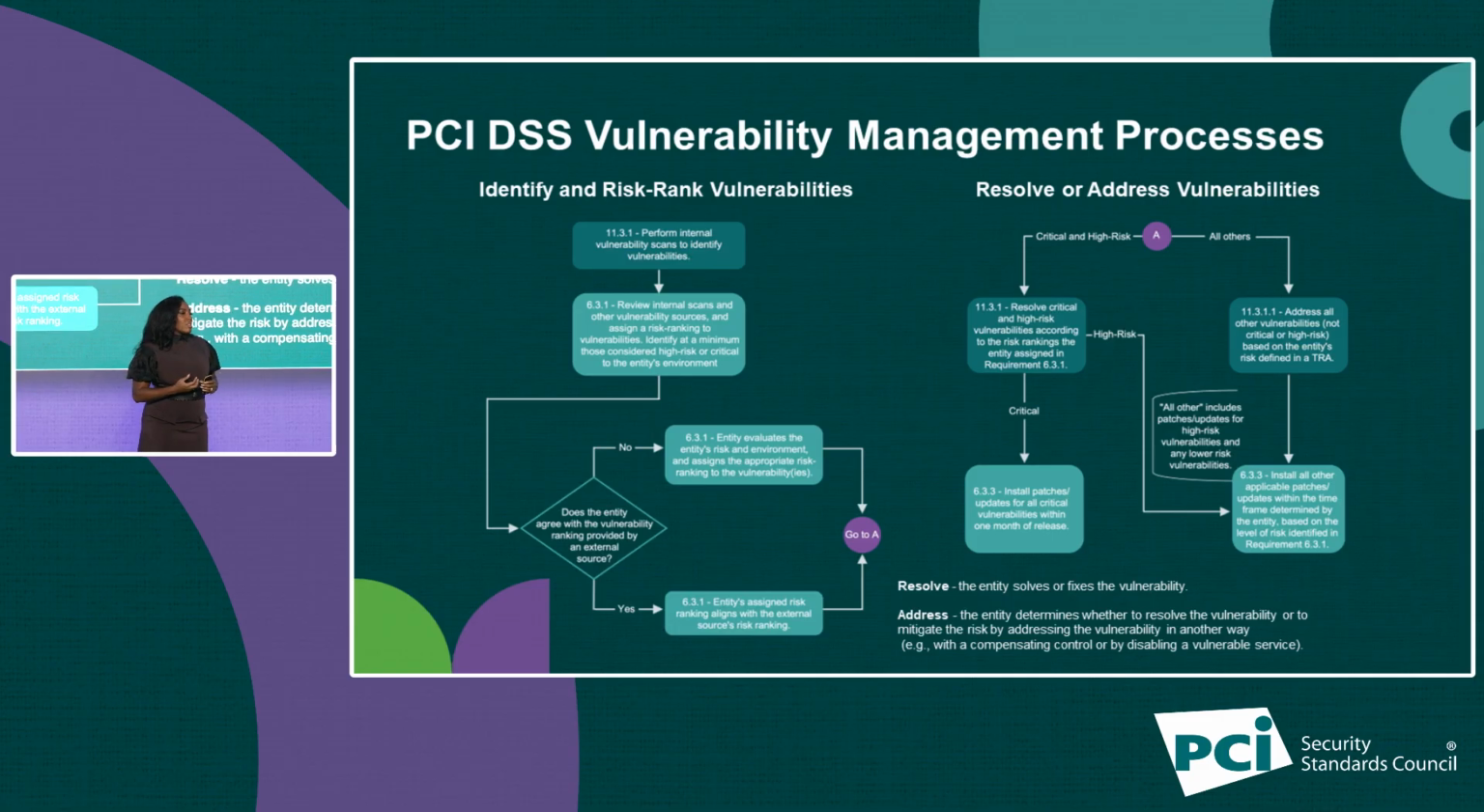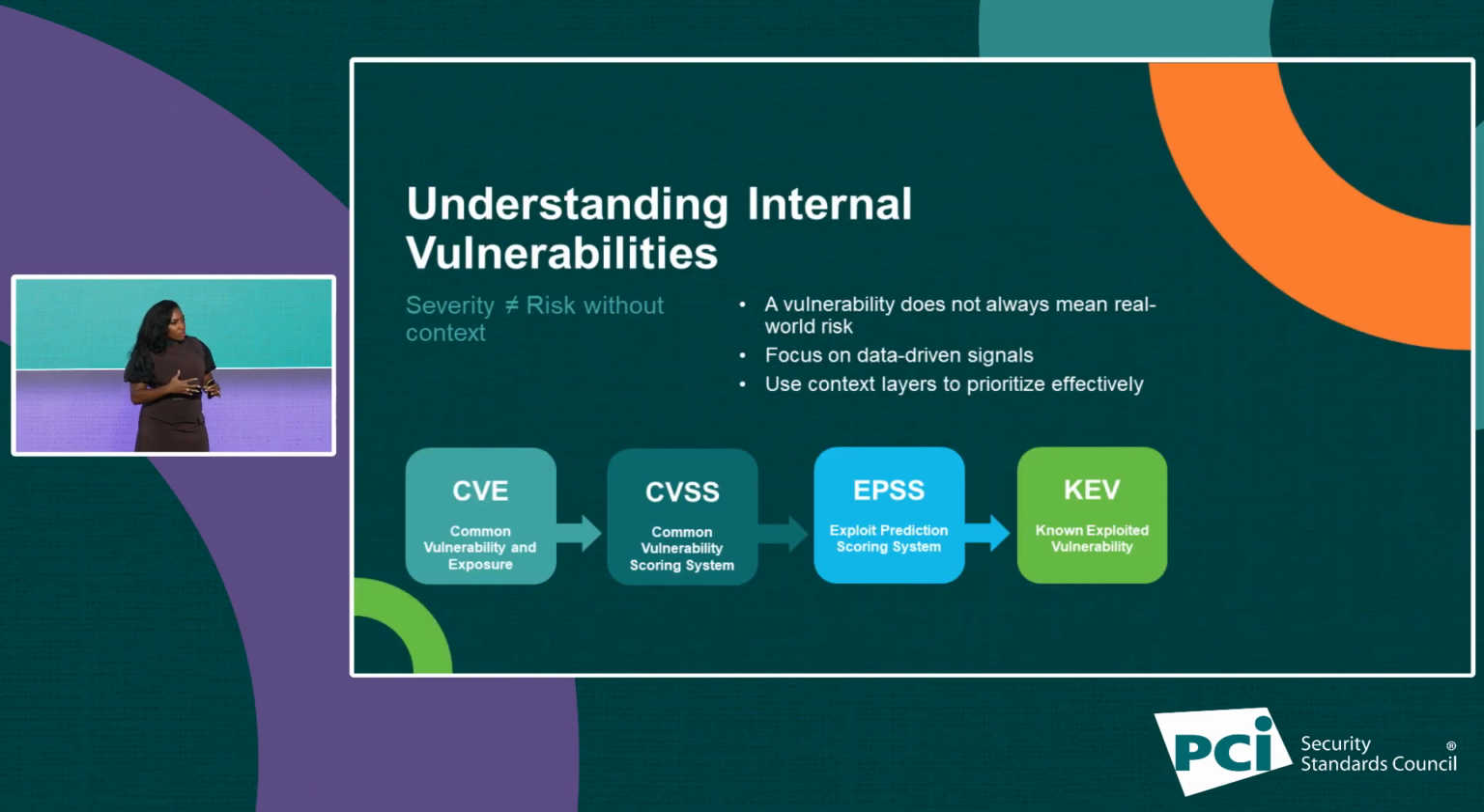So how can we make this risk ranking even smarter? Well, when we talk about internal vulnerabilities, it's important to separate severity from risk. CVE, this is a simple identifier. It's a catalog entry that says, hey, here's a vulnerability. On its own, it doesn't really tell us much about how dangerous it is. CVSS, the scoring system, gives us a measure of severity. For example, it tells us whether something is rated critical or high. And it's theoretical. It doesn't necessarily mean it's actively being exploited within your systems.